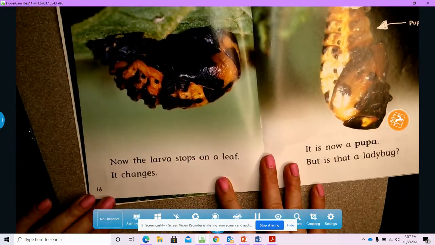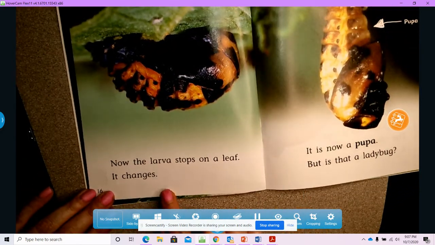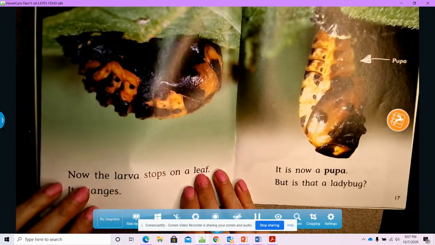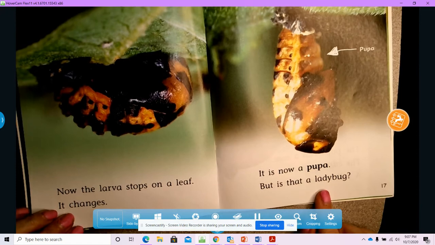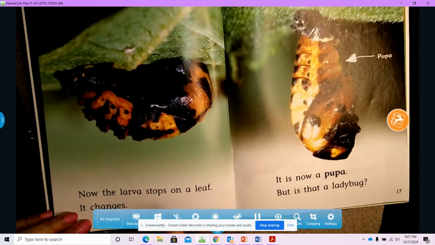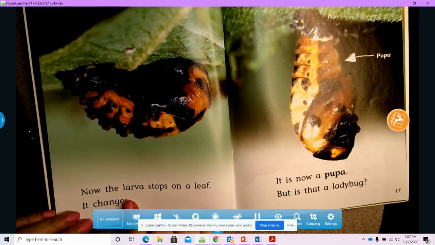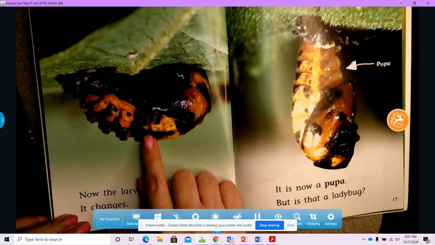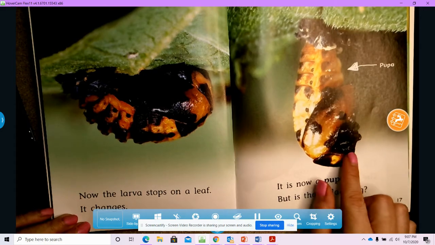Now the larva stops on a leaf. It changes. It is now a pupa. But is that a ladybug? So, before it's a ladybug, it's first a larva, and then the larva turns into a pupa.